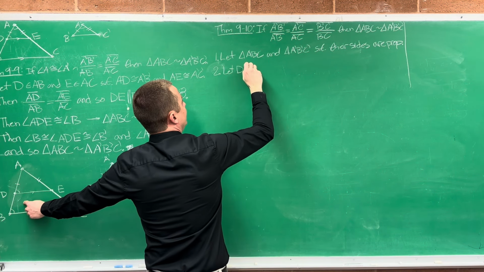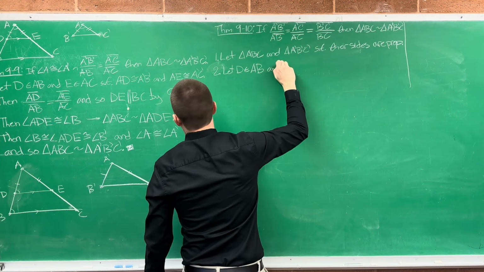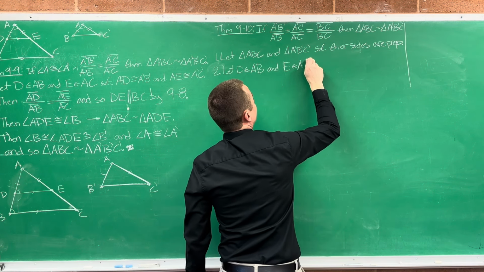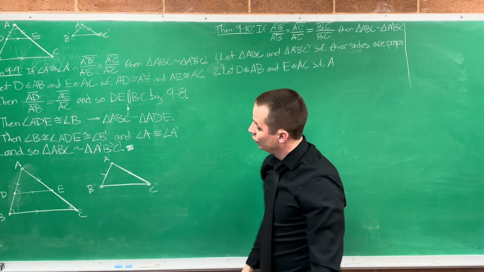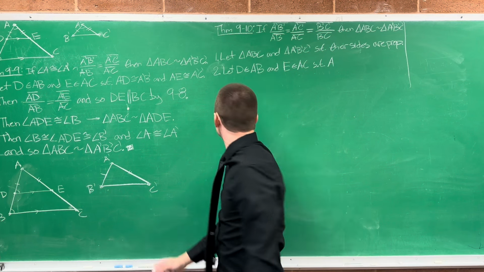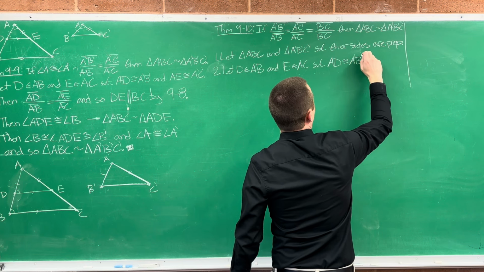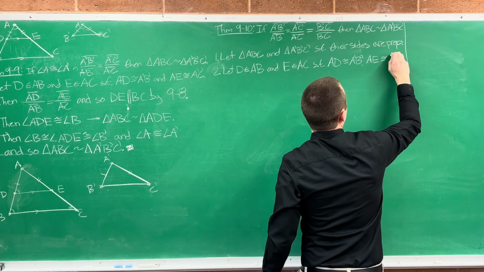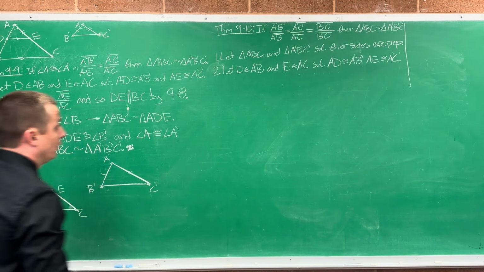So let D be in segment AB and E in segment AC, such that AD is congruent to A prime B prime, and AE is congruent to A prime C prime. Okay, so we've got that. Now, three.